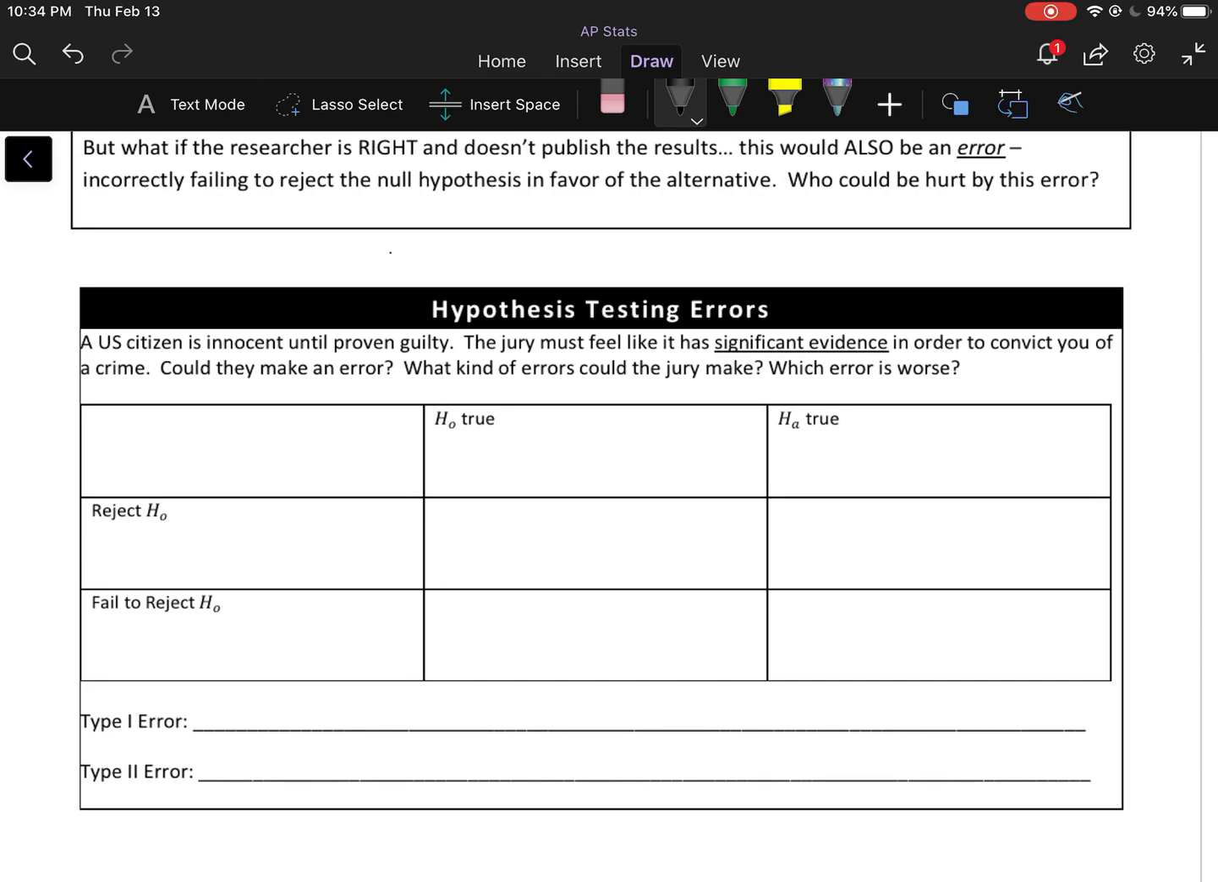So, let's come up with our two hypotheses. We know that H0 is going to be you're innocent until proven guilty. So HA, what the jury is trying to prove, what the lawyers are trying to prove, is that you are guilty. So if H0 is true, that means you're innocent. And if HA is true, that means you're guilty.